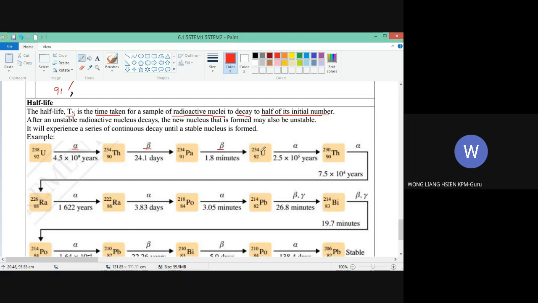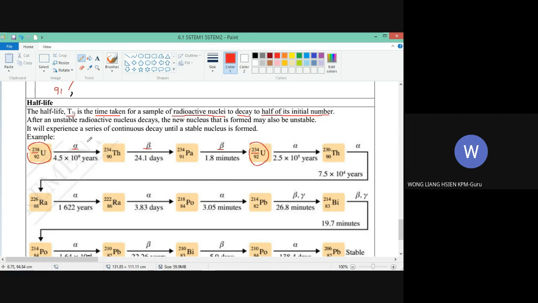uranium-234. Okay? So you see this uranium and this uranium are not the same uranium. The isotope is different. This is 234, this is 238. So they are different isotopes of uranium. Alright. So 1.8 minutes is the half-life of protactinium-234. 24.1 days is the half-life of thorium-234. 4.5 billion years is the half-life of uranium-238.